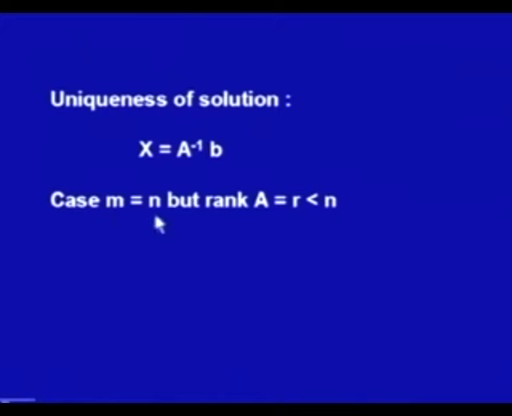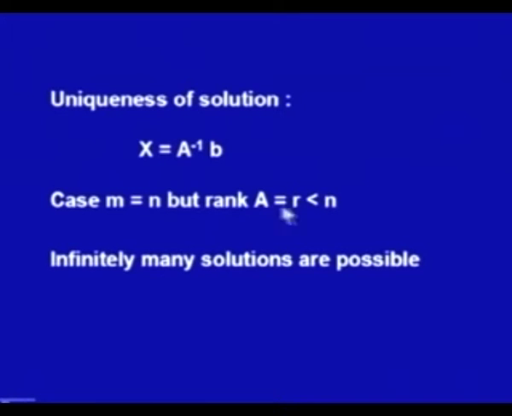But suppose we have a case when m is equal to n, but rank of A is not n, it is r, which is less than n. Then we may not be able to get the unique solution of the system. So, in this case, if rank A is equal to r, which is less than n, then in fact we will be having infinitely many solutions for the given system. So, now we have two cases. If m is equal to n, then we may have a unique solution when the matrix A is invertible, but if the matrix is not invertible and rank of A is less than n, then there will be infinitely many solutions possible.